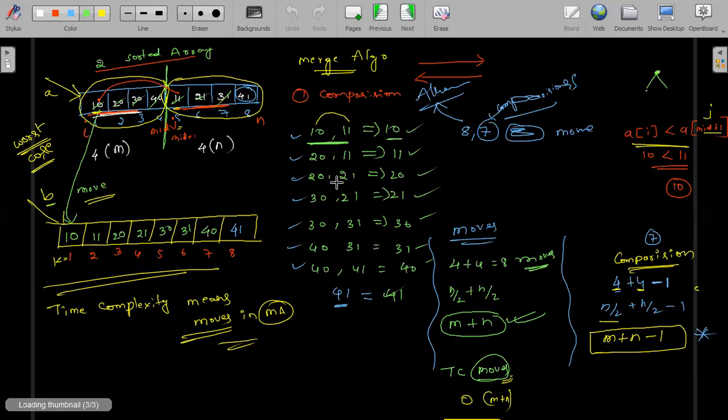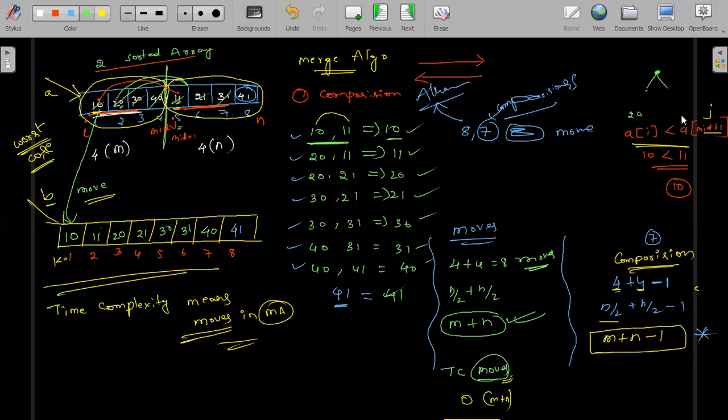There is some condition here. We can see 10 and 11, that is fine, no problem. 20 and 11, that is also no problem. Here, you can see this line: 20 and 11. Which is lesser here? 11 is lesser. Now I have to move this element to here, right? Then it is a false condition here. Yes or not?